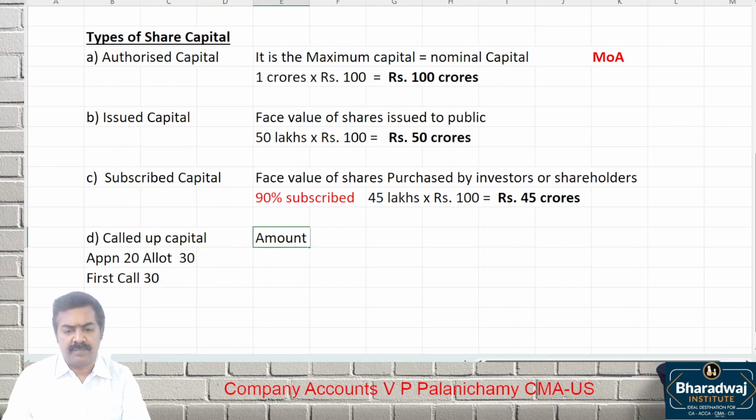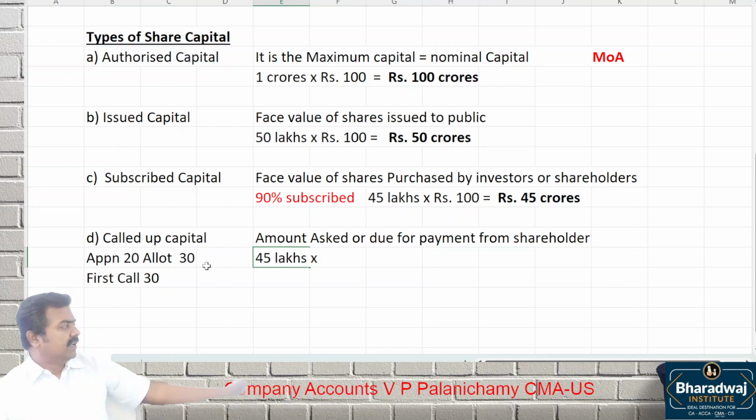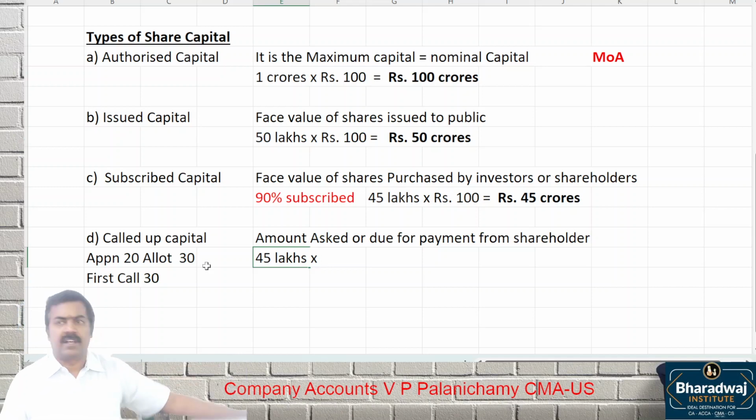Amount asked or due for payment from shareholder. Let's assume 45 lakhs into... how much is asked so far? Application money, allotment money, first call money. What is the total money asked so far? 80 rupees. This is called as which capital? Called up capital.